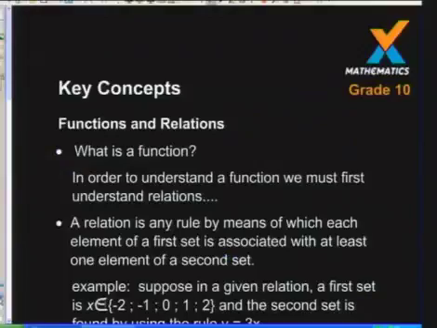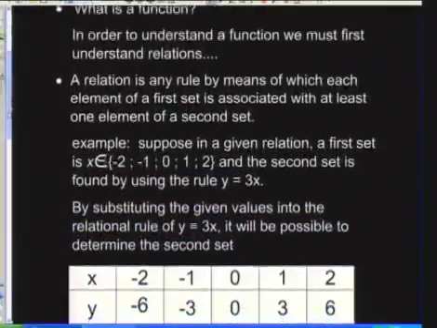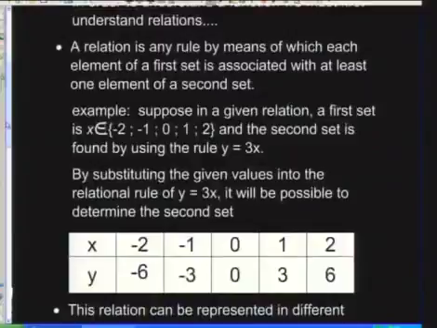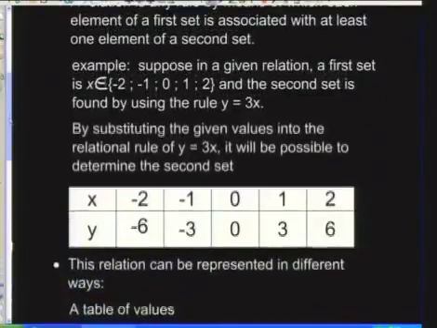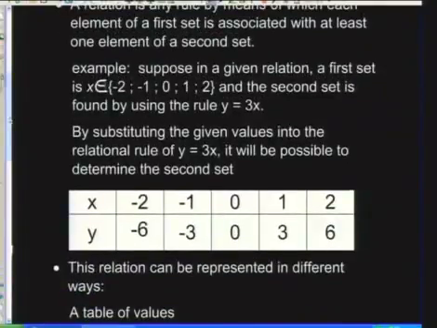All right, so we've had a look at most of this. Let's just have a quick look over here. As an example, a relation is any rule by means of which an element of the first set is associated with at least one element of the second set. We've got an example over here. Let's take, for example, a set of x values: negative 2, negative 1, 0, 1 and 2. And we've got this little relational rule there, which is telling us that y is equal to 3x.